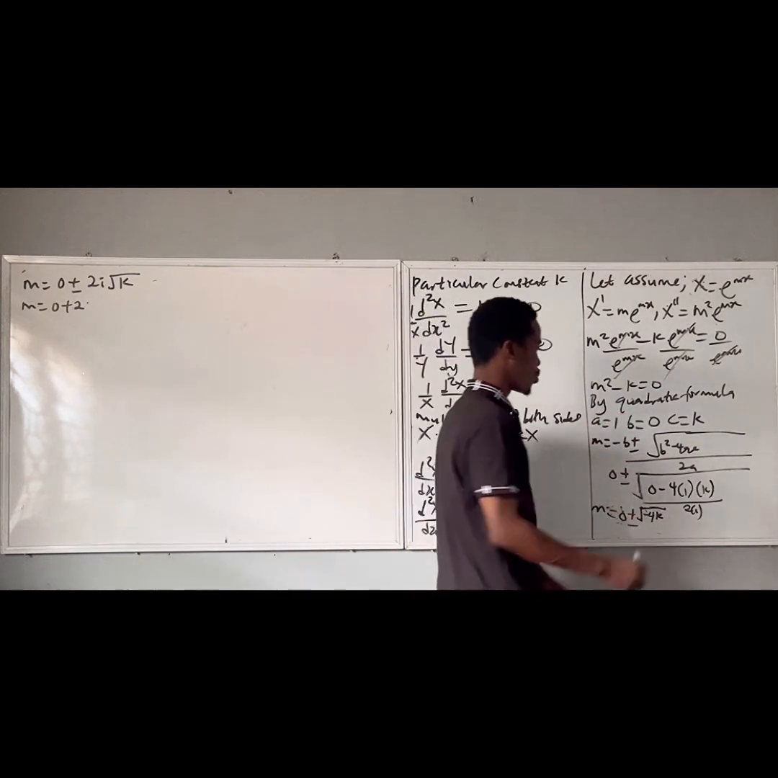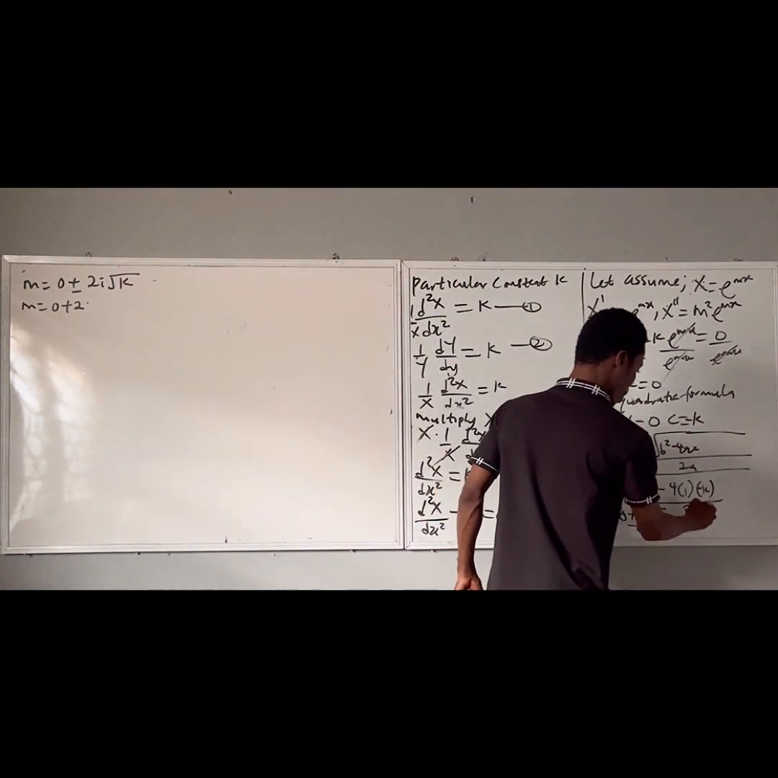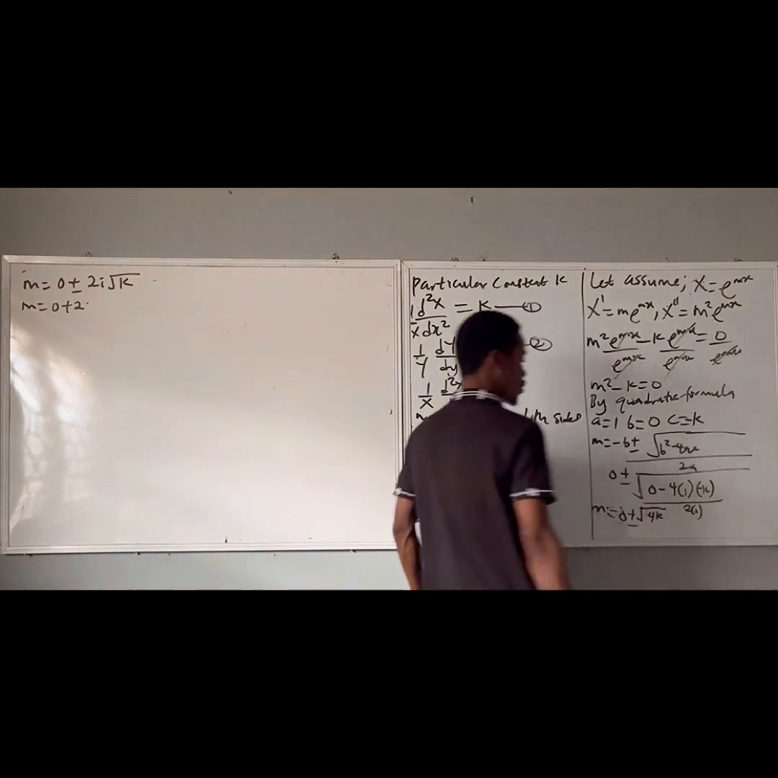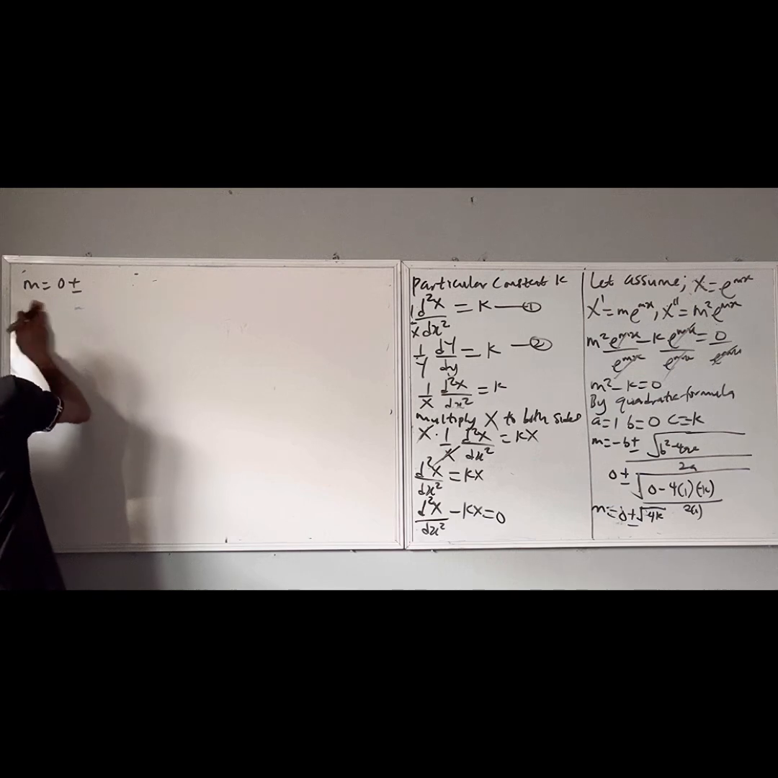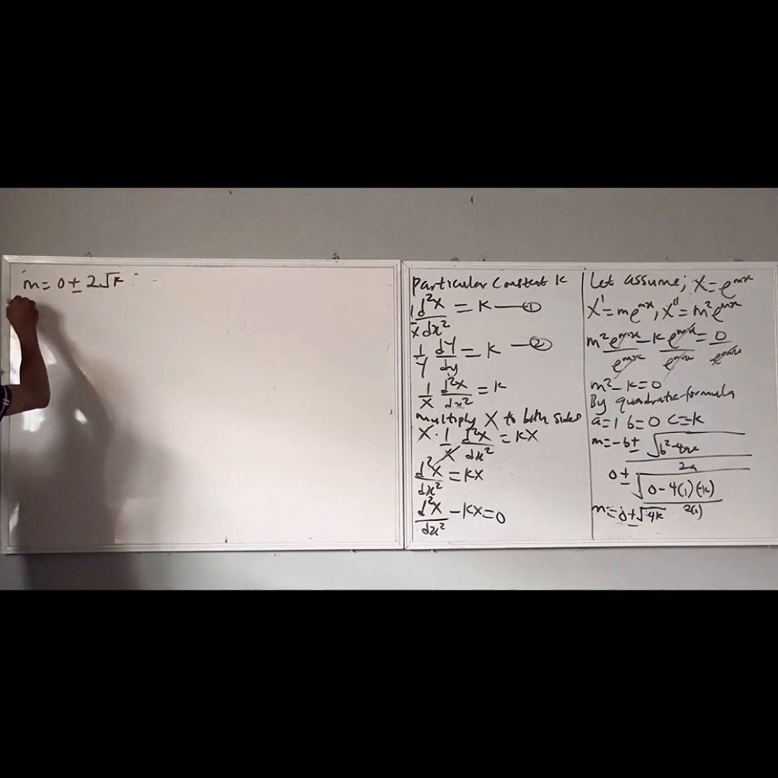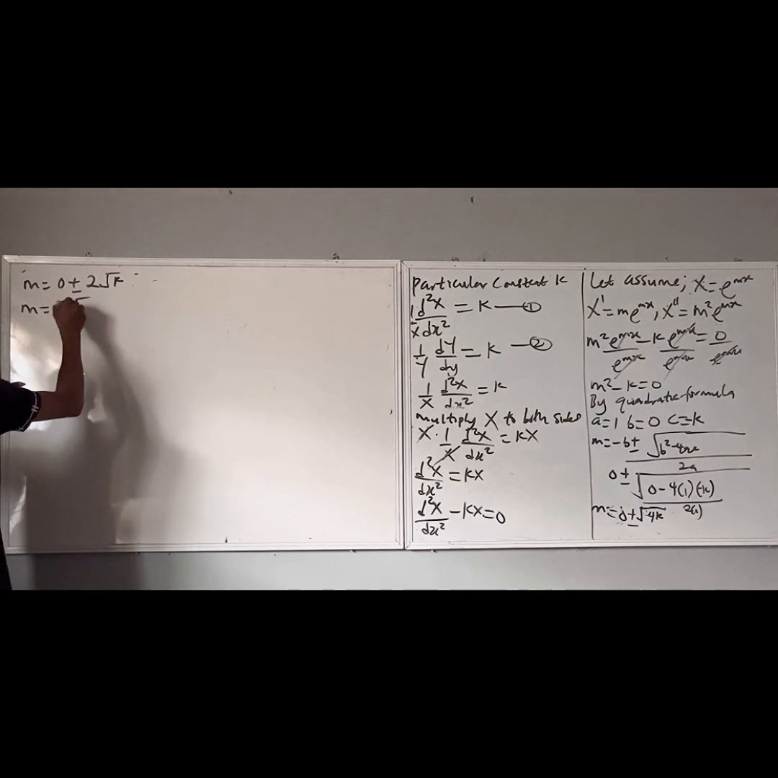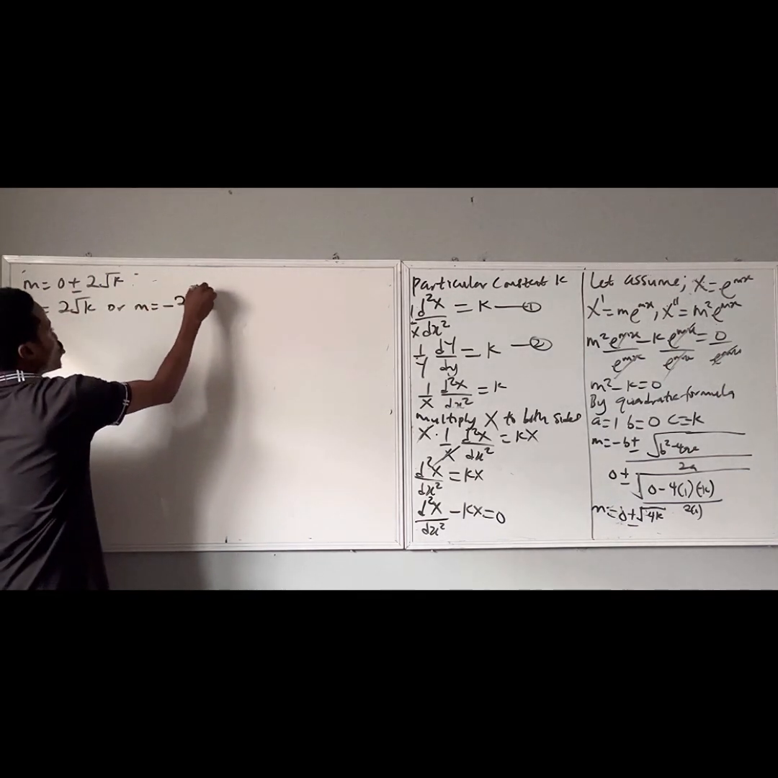Our c here is what? Minus k. So minus k, so it is 4k. That is 2 root k. So I'm going to have 0 plus or minus 2 root k. So for me, my m is equal to 2 root k, or my m is equal to minus 2 root k.